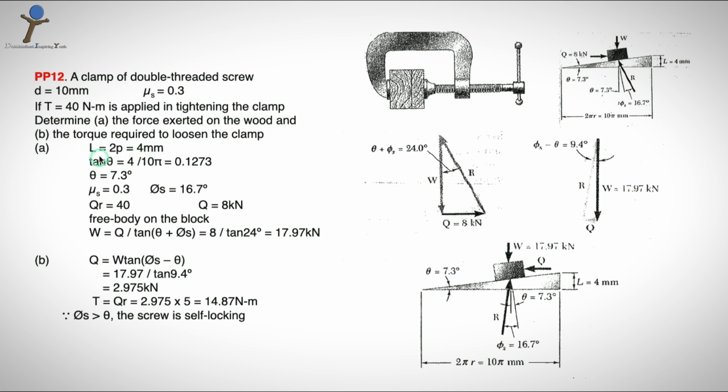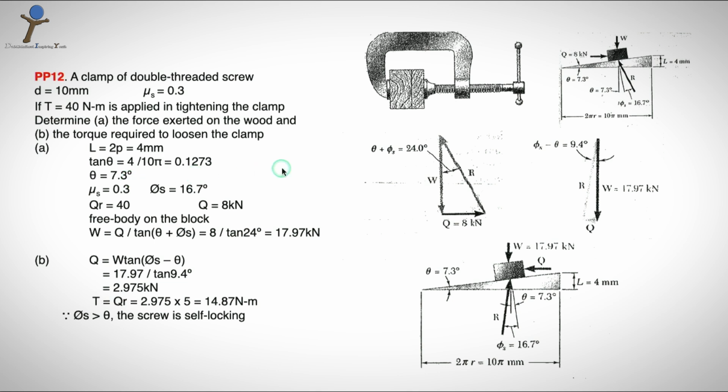Then comes your tan theta, which is nothing but L by pi d. L is the lead, by circumference pi d. So, you are getting angle theta, which is the wedge angle. Theta here is wedge angle, 7.3 degrees.